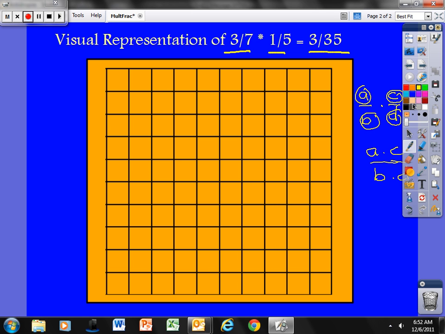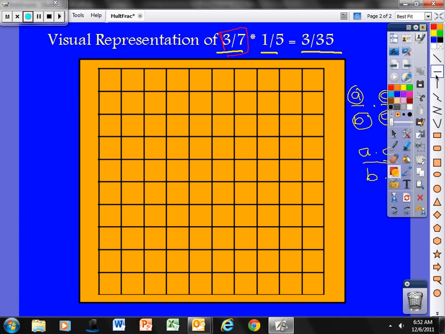Now, I want to look at that first fraction, which is 3/7. I know that I have 3 parts of the whole, which is 7, because the denominator is 7. If I were to make this on my chart here, I'm going to make a horizontal line. Now I have 7 parts, so I need to make 7 columns. I'll start here, 1, 2, 3, 4, 5, 6, and 7.